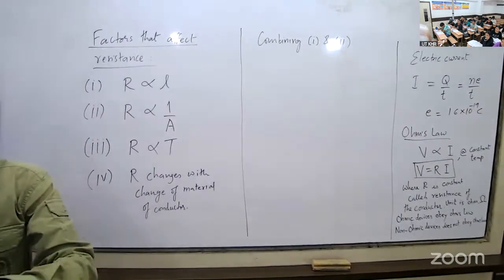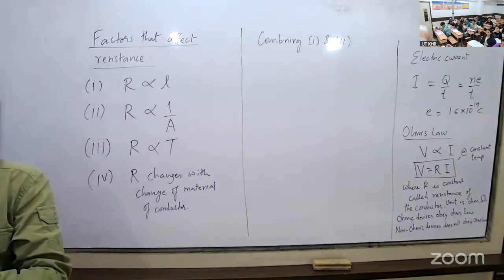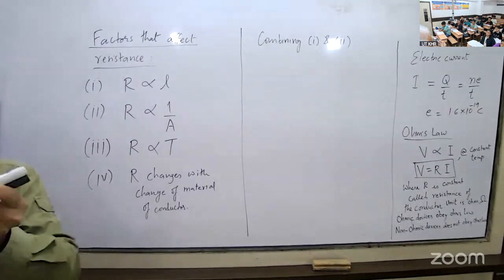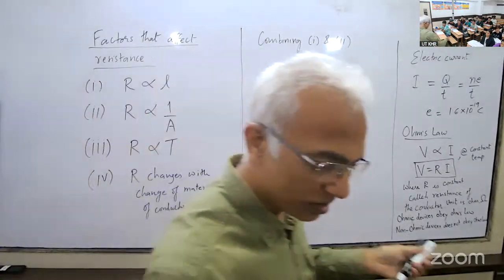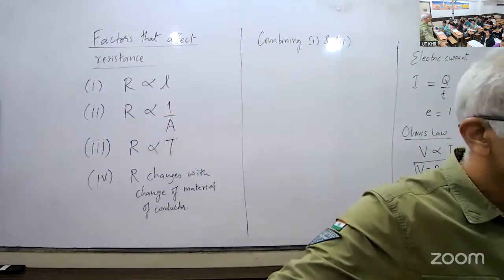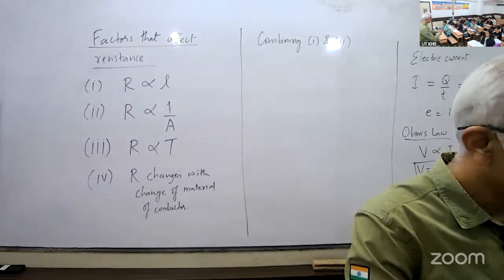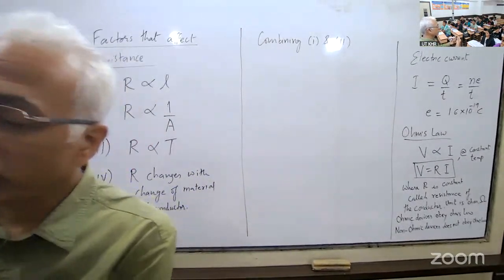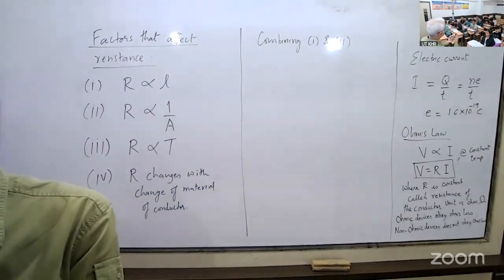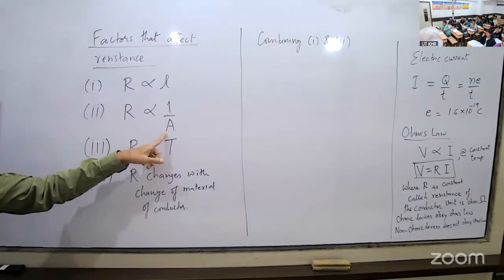If the thickness of the conductor, or area of cross section, is doubled, it has more room to navigate. Like if I have a passage and I make it wider, there will be less obstruction to the movement. So when the area of cross section of the conductor is increased, the resistance has to decrease. That's why it is inversely proportional to the area of cross section.